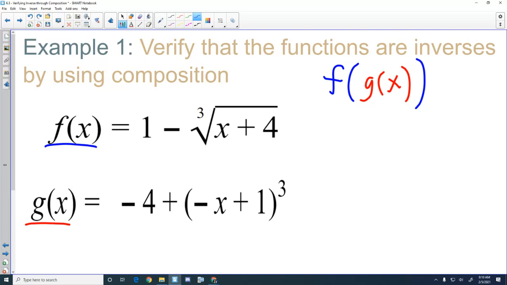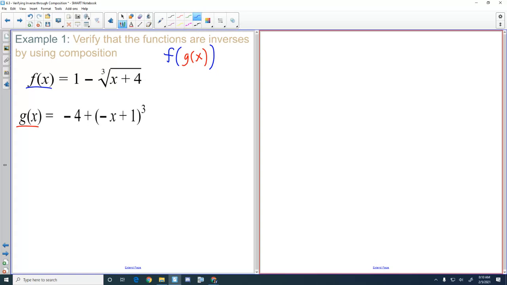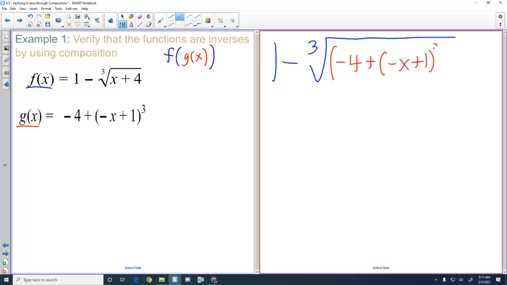Let me just show you what f of g of x should look like with your first line when you plug things in. So the f of x function starts off with 1. Actually, let me make this a little bigger. So we start with 1 minus the cube root of x plus 4. But that x, we know, is actually the g of x function. It's negative 4 plus parentheses negative x plus 1 parentheses cubed. So that's all the x. But then still underneath this radical, we have the plus 4. Does yours look like that? That first step, where you still have this additional plus 4 underneath the radical?